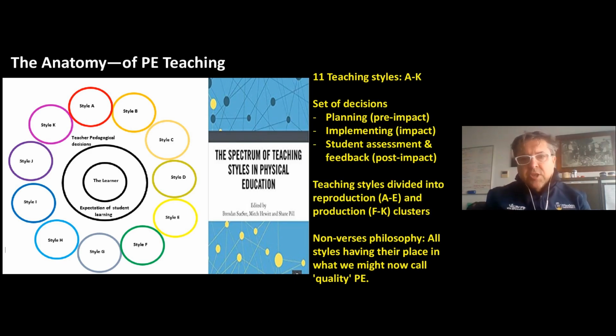Within that spectrum of teaching styles from A to K, we can divide those teaching styles into reproduction. That means students are in the position of reproducing what the teacher has asked. And then there is the production cluster where the students cognitively are creating ideas. So it's about the cognition of the student. The cognition of the student is reproducing what the teacher has told them.